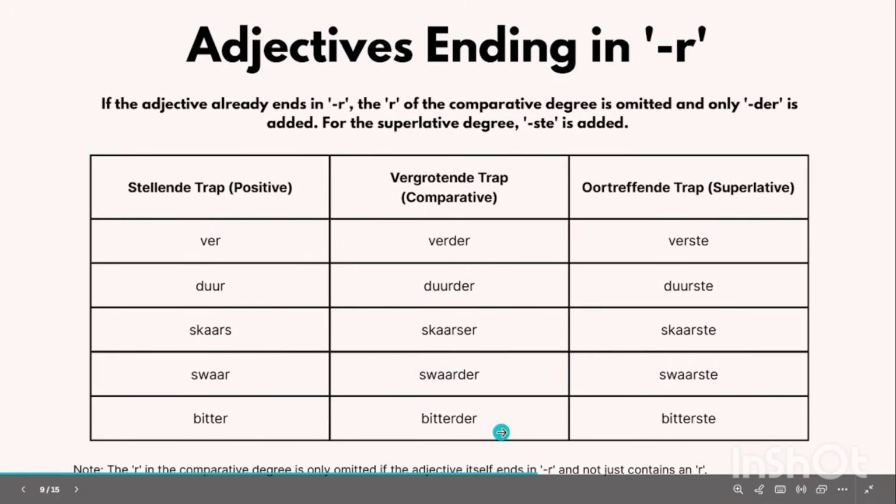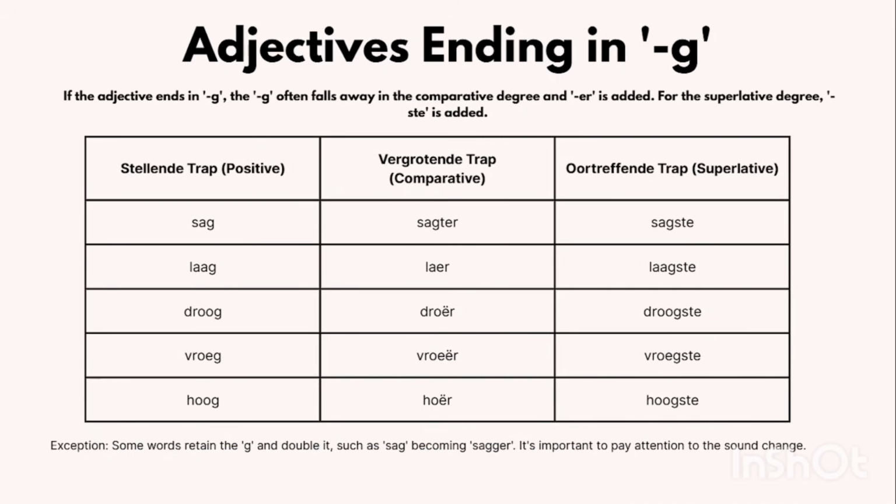Bitter, bitterder, bitterste. Next, adjectives ending on G. Now, there are also multiple exceptions here. So, sag becomes sagter, and then sagste. Super exception. I'm actually going to remove this one as well. Then laag falls away with the one A, and becomes laer, and then in the oortreffende trap it goes back to its original position, laagste. Droog becomes droër, and then droogste.